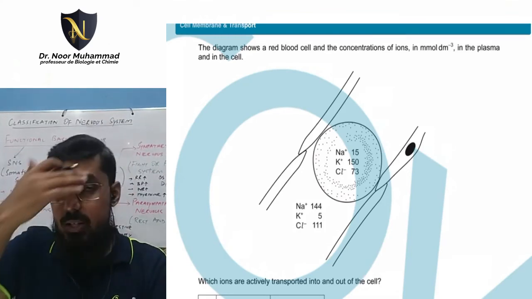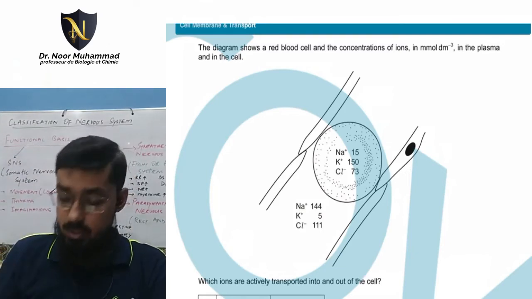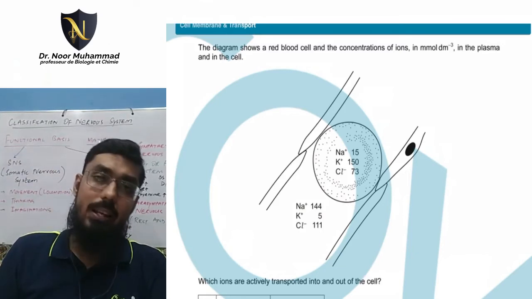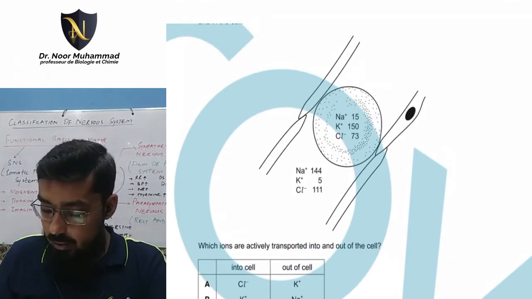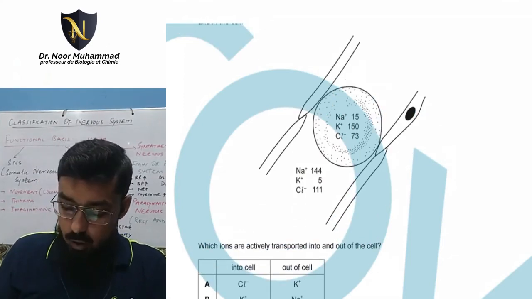ठीक है, रेड ब्लड सेल शो किया गया है और कुछ आइंस हैं जिनकी कॉन्सेंट्रेशन जो है वो सेल के अंदर और सेल के बाहर शो की गई है. Now let's see what's the question. Which ions are actively transported into and out of the cell?